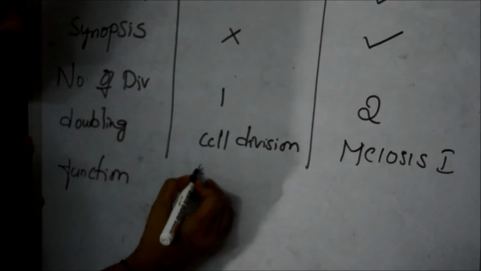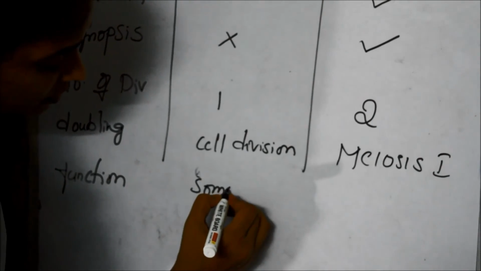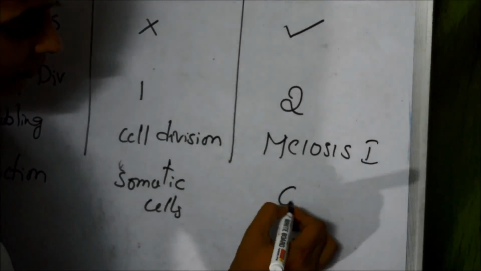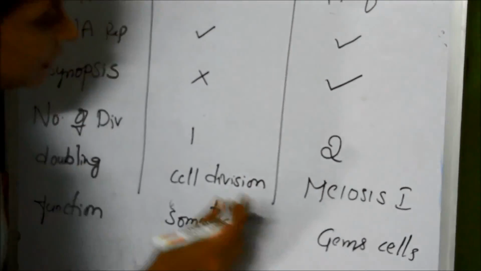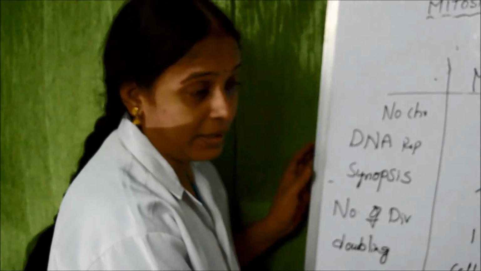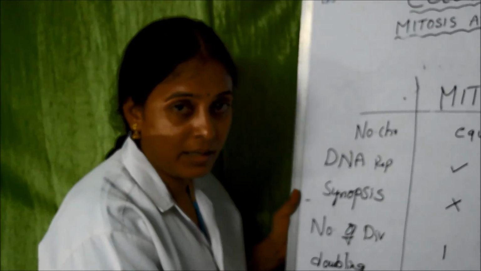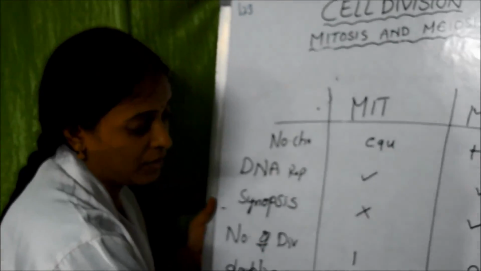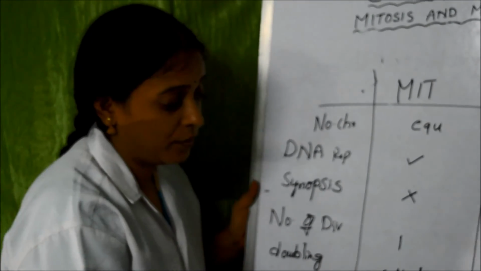In mitosis, the cell functions are done with somatic cells. In meiosis, the cell functions are done by germ cells. These are the 6 differences we observe in the process of mitosis and meiosis. And finally, mitosis gives 2 identical daughter cells with the same number of chromosomes. At the end of meiosis, it gives 4 haploid cells with one set of chromosomes.